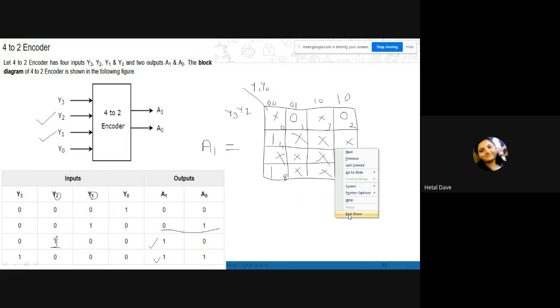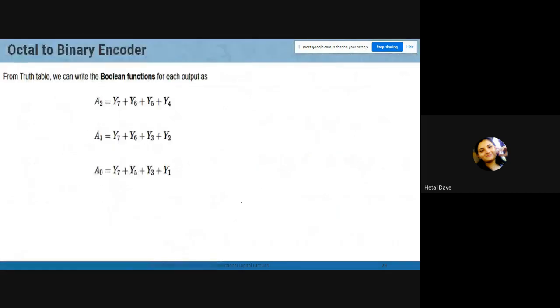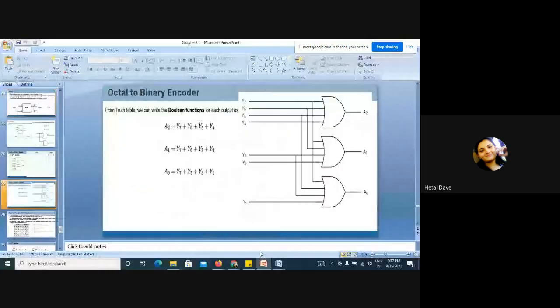You need to think. We have covered 1 with the don't care condition. We have covered this topic. You need to use this fundamental and give me the equation. This is your responsibility. Same way you will make a KMF for the A0 equation and then the final circuit. Okay, so my explanation part is over.